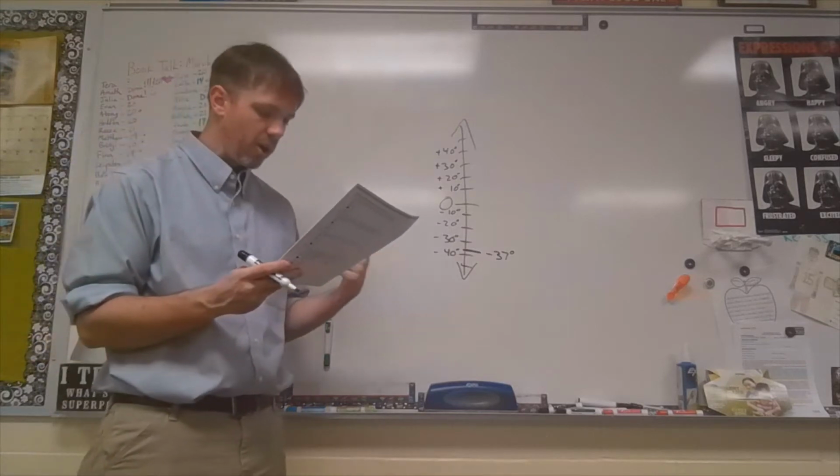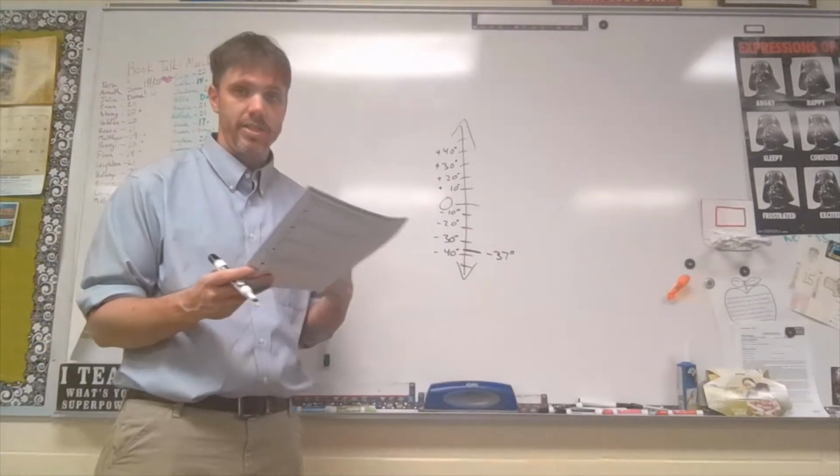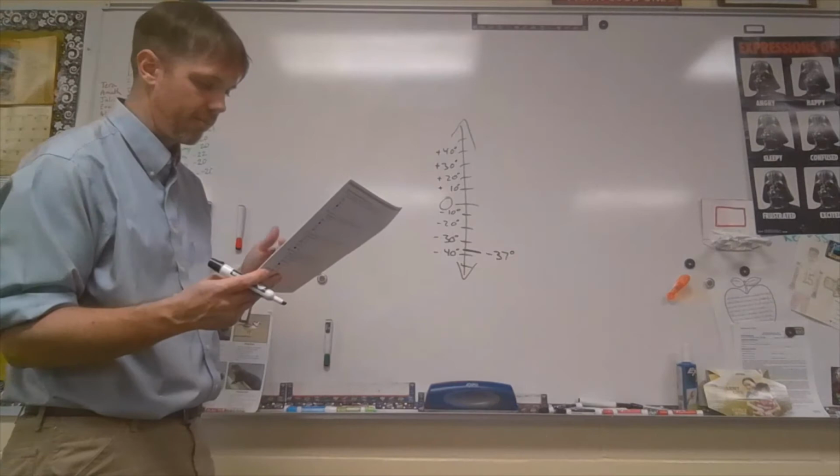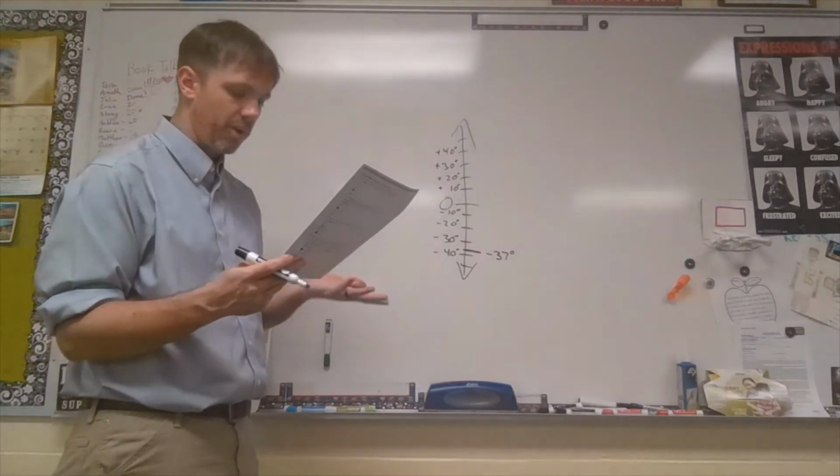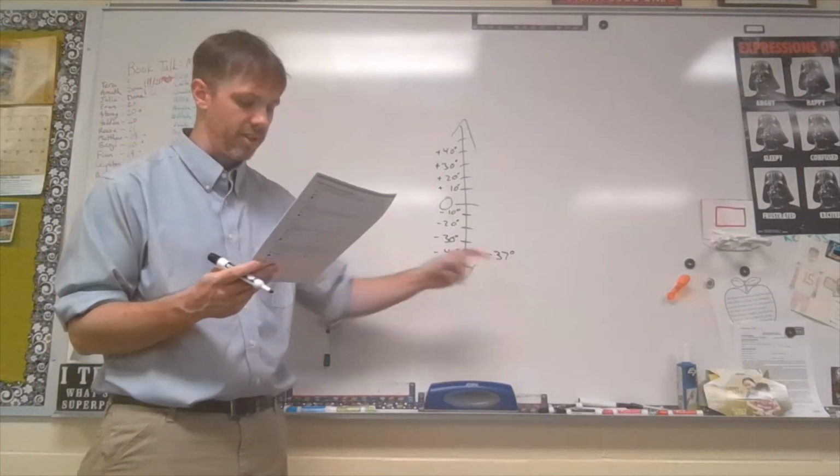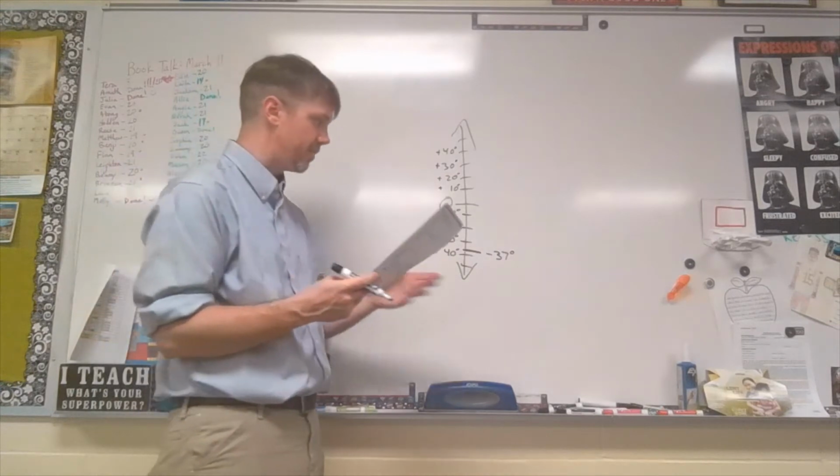So the word below tells me that the integer is negative. That's the thing that you're supposed to fill out there in step 1. Step 2, write the integer. Well, it'd be -37. So the temperature in Fairbanks was -37 degrees.